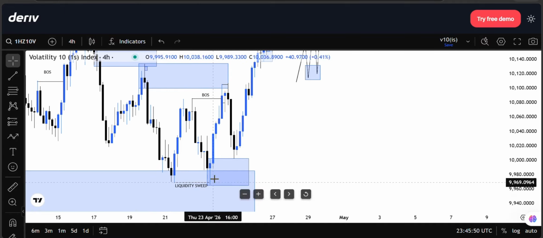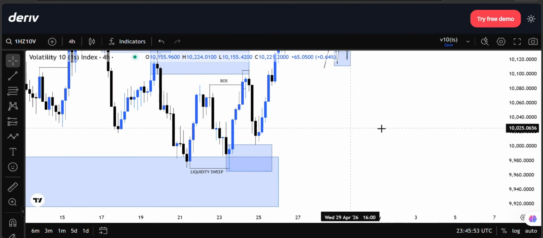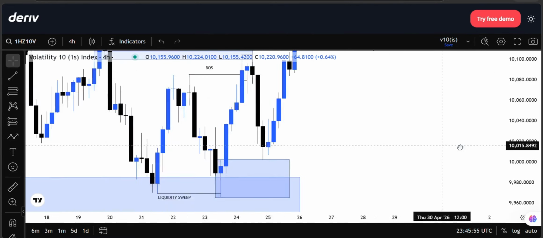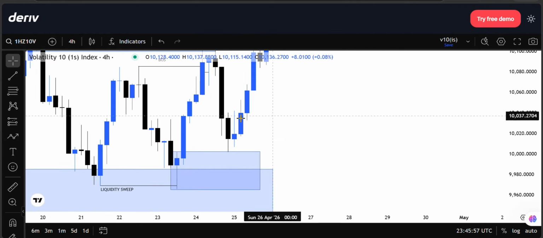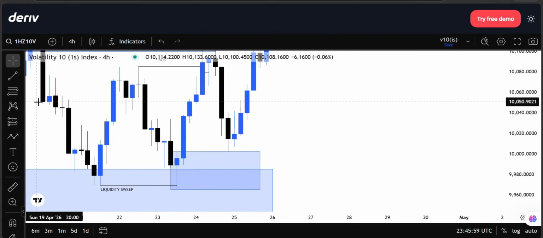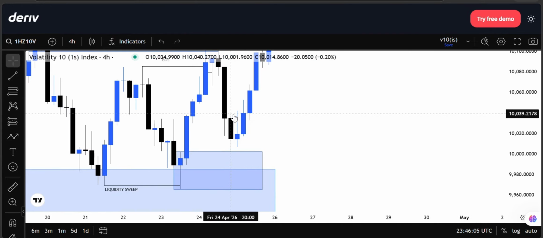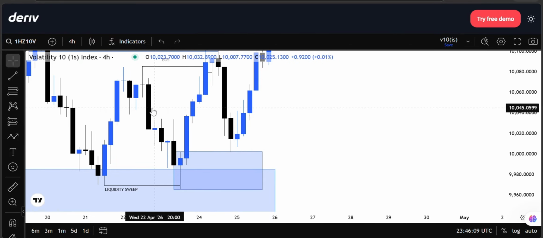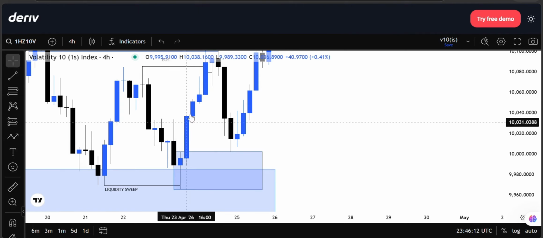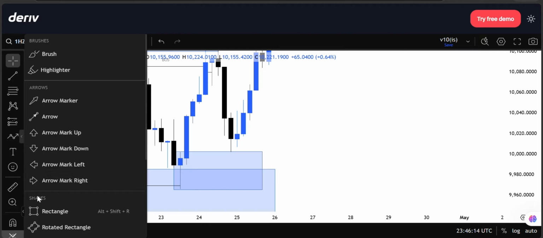So liquidity sweep, break of structure, and then another thing we saw was imbalance, market inefficiency or fair value gap. Either you call it imbalance, market inefficiency or fair value gap. What does that mean? It means price did not trade at a particular zone efficiently. If you look at all these other candles, you see price traded efficiently. Let's look at what I'm talking about.